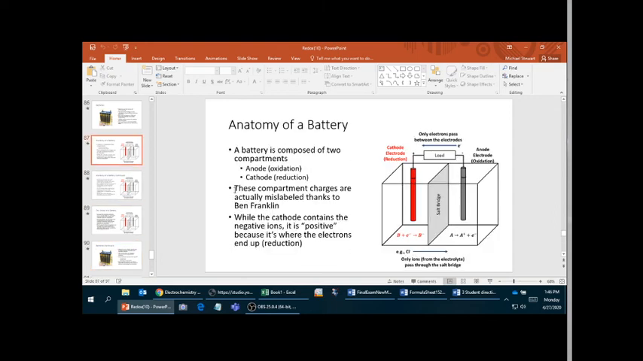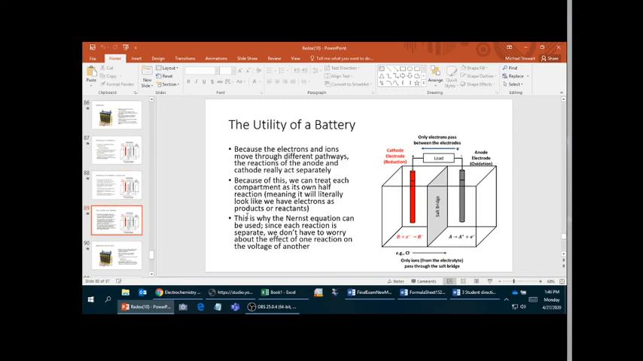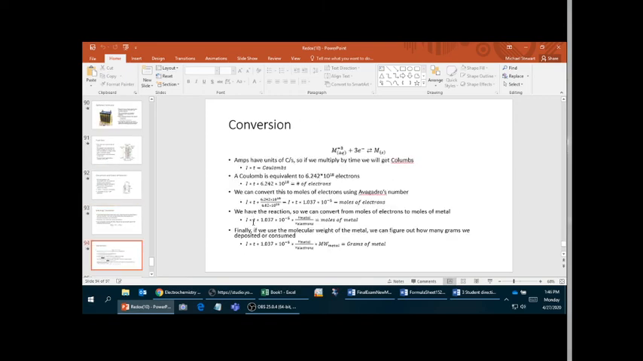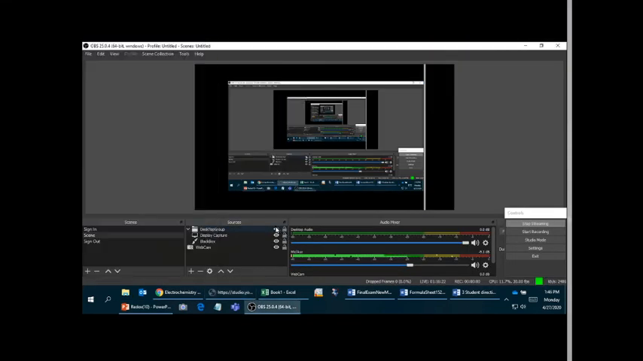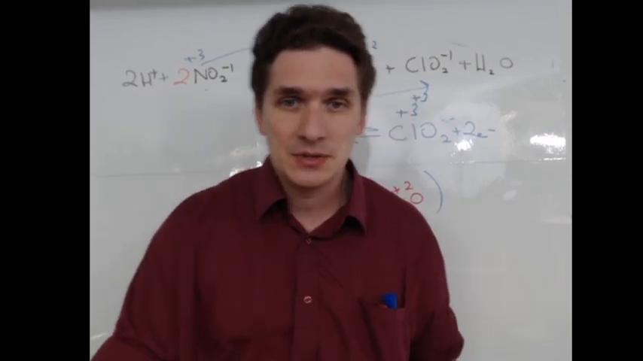Know the anatomy of a battery. Pretty straightforward, but do go through and make sure you know what the anode side is, what the cathode side is, and pretty much how a battery works. They're not that terribly complicated. And then there's this slide here about conversion. This formula at the very bottom: I times T times 1.037 times 10 to the -5. Go through and learn how to determine the number of grams of something that is gained or lost based on the amount of current that is passed and for how long. That will pretty much be the wrap up for redox and electrochemistry for this course.